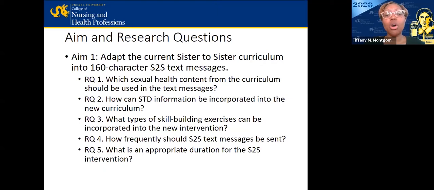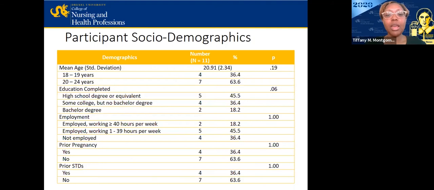And so I had 5 questions for the Research Advisory Board that I was going to recruit. I wanted to know what sexual health content from the curriculum I could use in text messages, what would be appropriate, how I could take STD information and incorporate it into the new curriculum on the text messages, and how I could do skill-building exercises, because that's a very important component of behavior change models. I wasn't sure how to do that in a text message. I wanted to know about frequency and duration as well. How long did they think we should send these messages out, and how often?